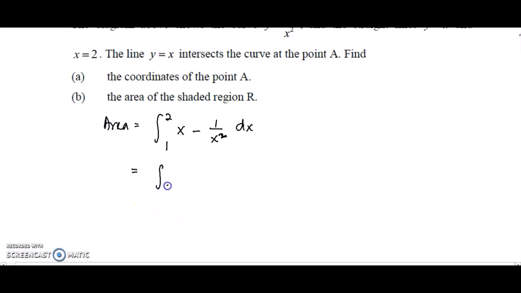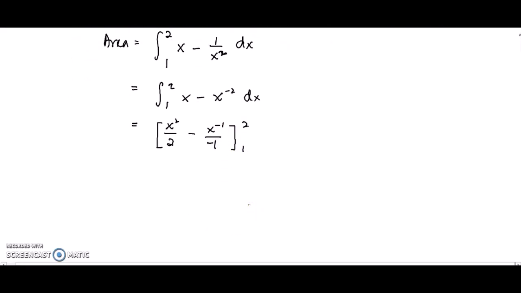Before we integrate, we can convert the 1/x squared into x to the power of -2 first. Then we start to integrate. Integrate x, you have x squared over 2 minus, this is going to increase the power by 1. You get x to the power of -1 over -1, and integrate from 1 to 2. You can simplify it first before you substitute the value. You have 1 over x.